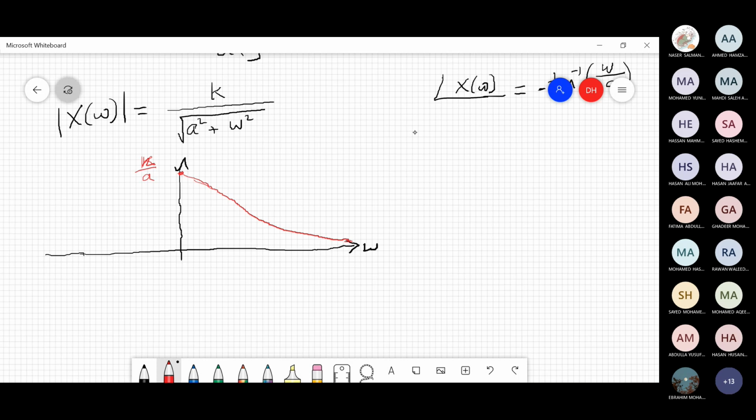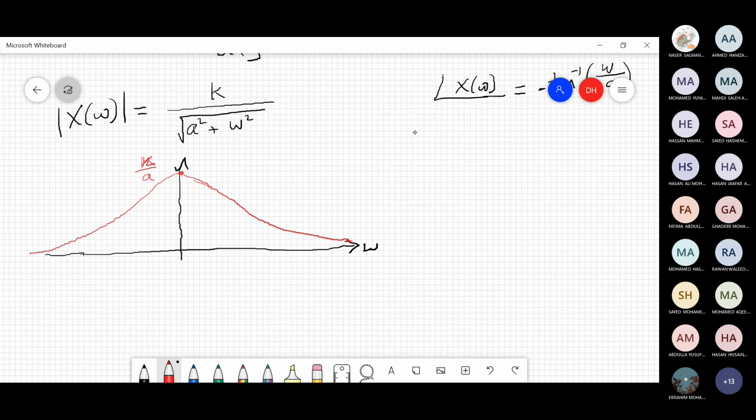Okay, similarly for negative omega, as we said, this is even. So whatever you have here, you have it here. So then it becomes like this. Its approach is 0.